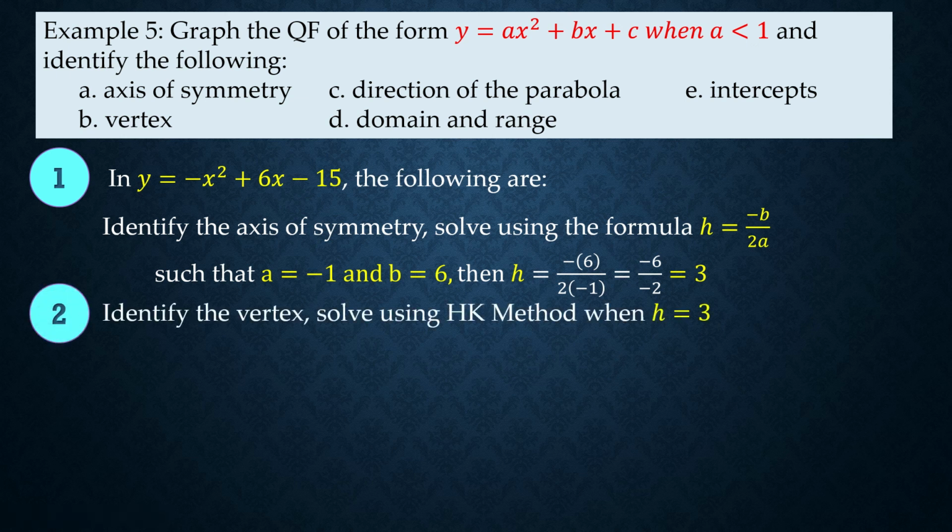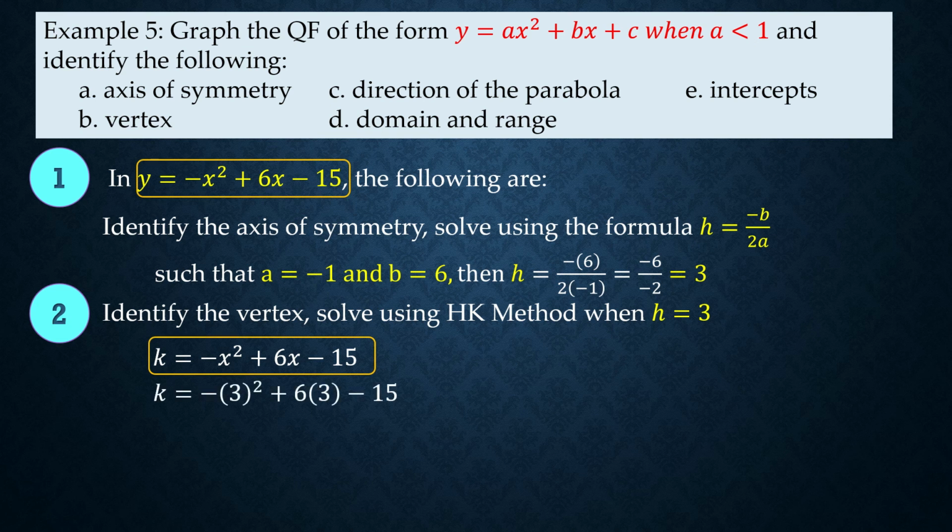Second step, to solve for the vertex. The vertex is (h, k), so we already have h. What we need is to solve for k. So, we plug in the value of h into the original function. Okay, k is equal to the function of h. We plug in h into the original equation, negative x squared plus 6x minus 15, replacing the two x's with positive 3.